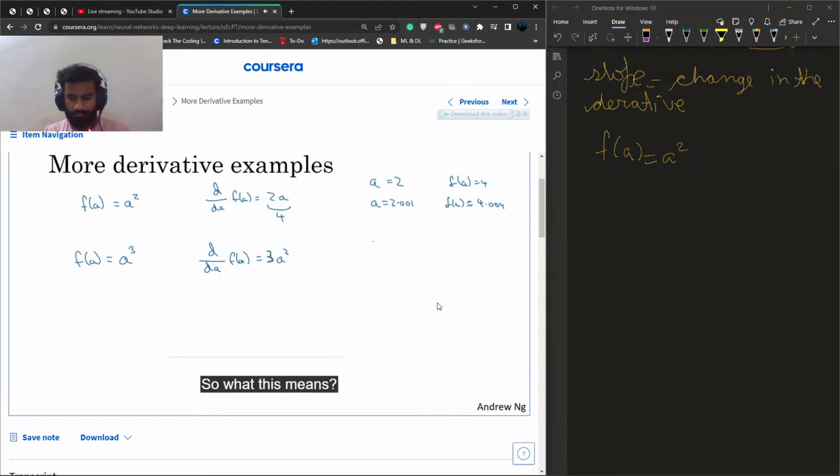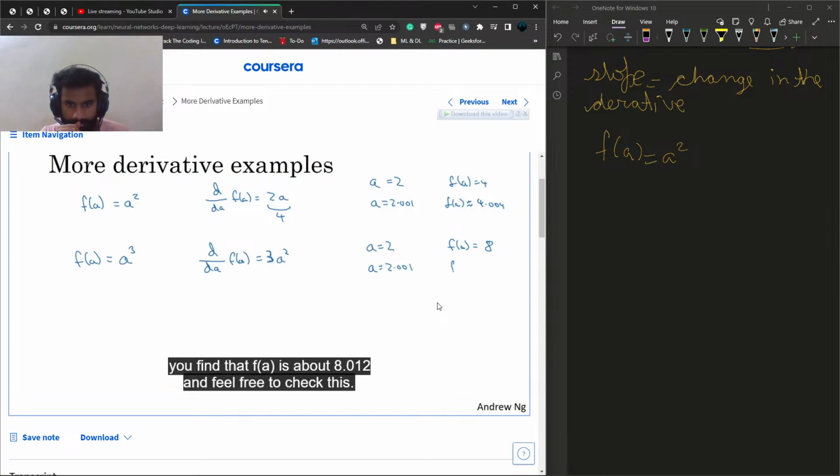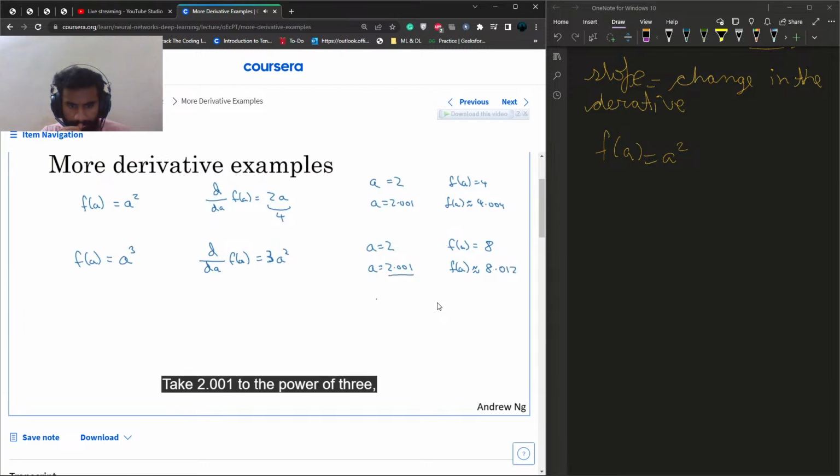So the way to interpret this is as follows. Let's take a equals 2 as an example again. So f of a, or a cubed, is equal to 8, that's 2 to the power 3. So if we give a tiny little nudge, you find that f of a is about 8.012. And feel free to check this. Take 2.001 to the power of 3, you find that it's very close to 8.012.